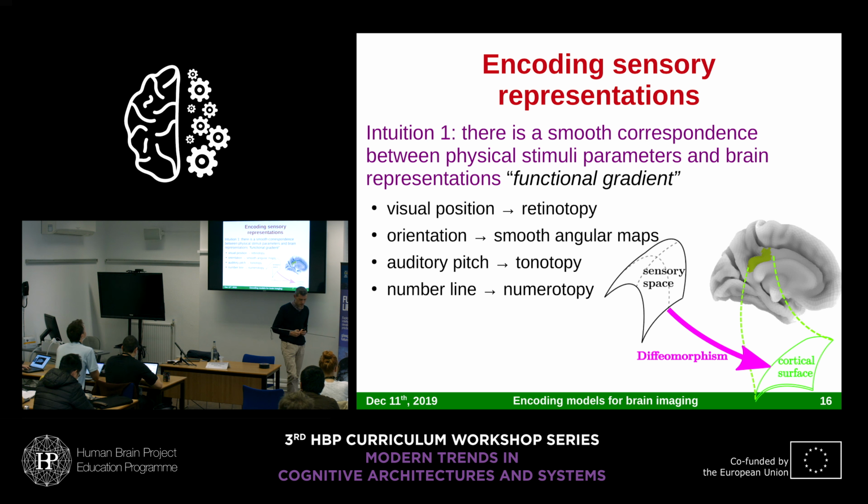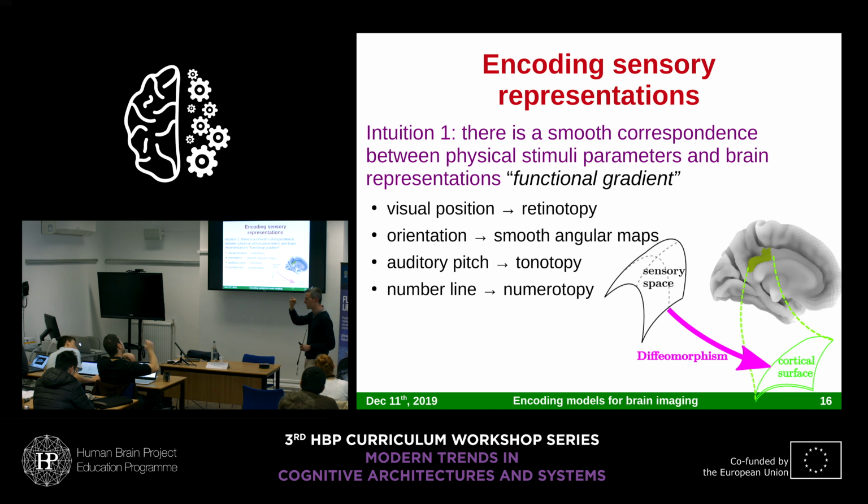The best known case is that of retinotopy. The visual field can be modeled as a 2-dimensional structure, and it maps onto the 2-dimensional surface of the cortex. I will assume here that the cortex is a surface, which is not exactly the case.